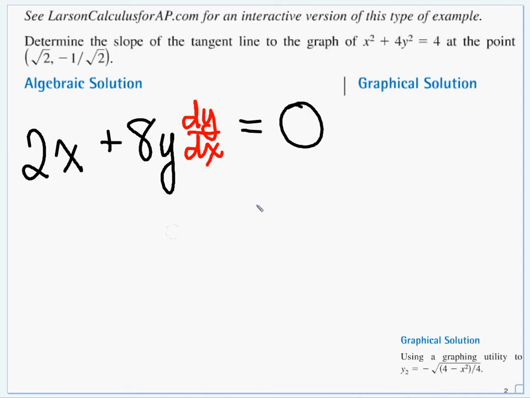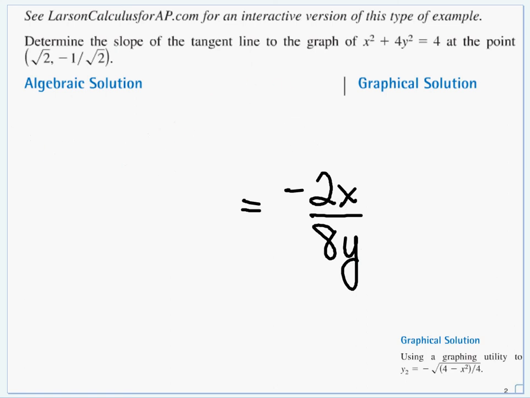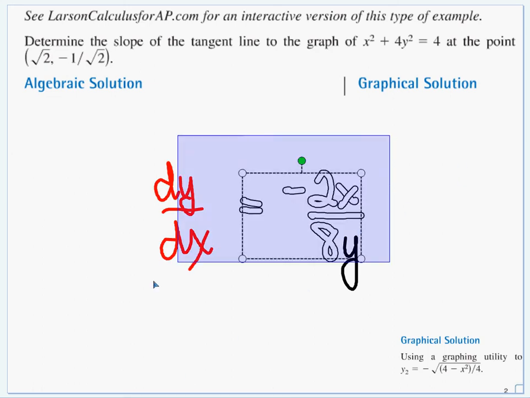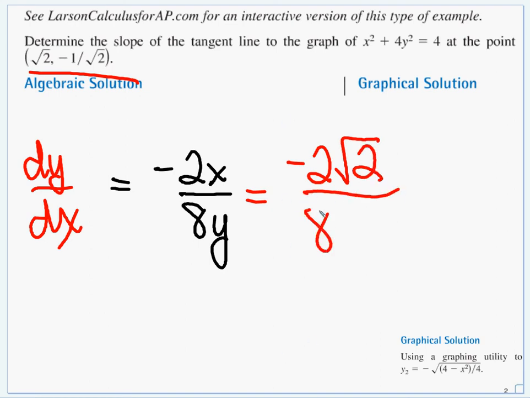All right, steps 2 and 3, we want to get dy dx by itself. So we are going to subtract 2x to get this term by itself, and then we're going to divide both sides by 8y. So there's our derivative. The derivative of y with respect to x is negative 2x over 8y. Our derivative has both x's and y's in it, but that's okay. We've got this point to plug in. So our numerator, negative 2, gets multiplied by a root of 2. And then down in the denominator, we have an 8, and then our y value is negative 1 over the root of 2.